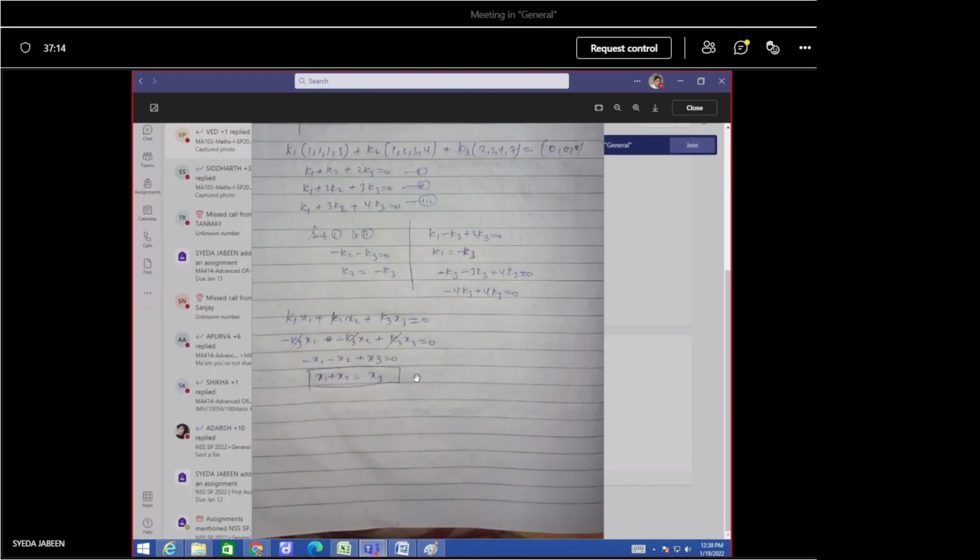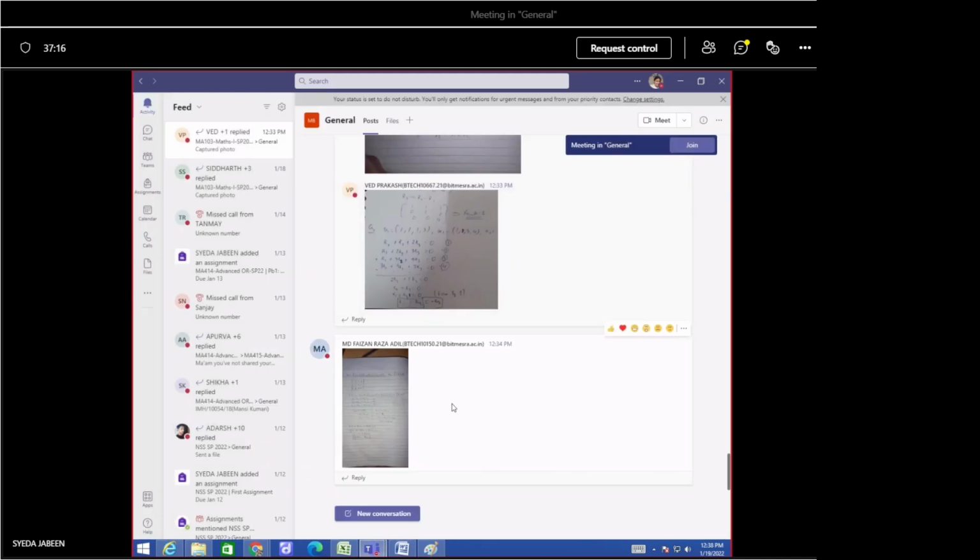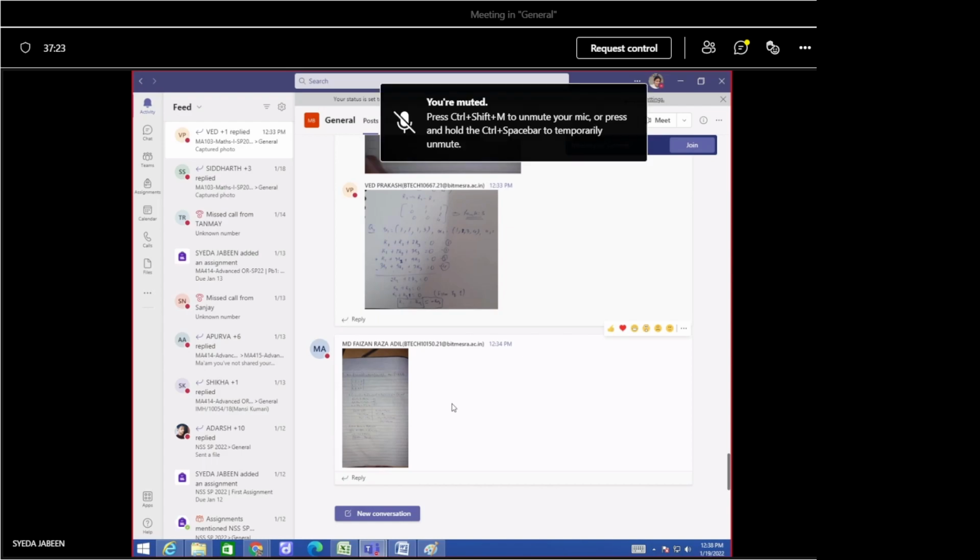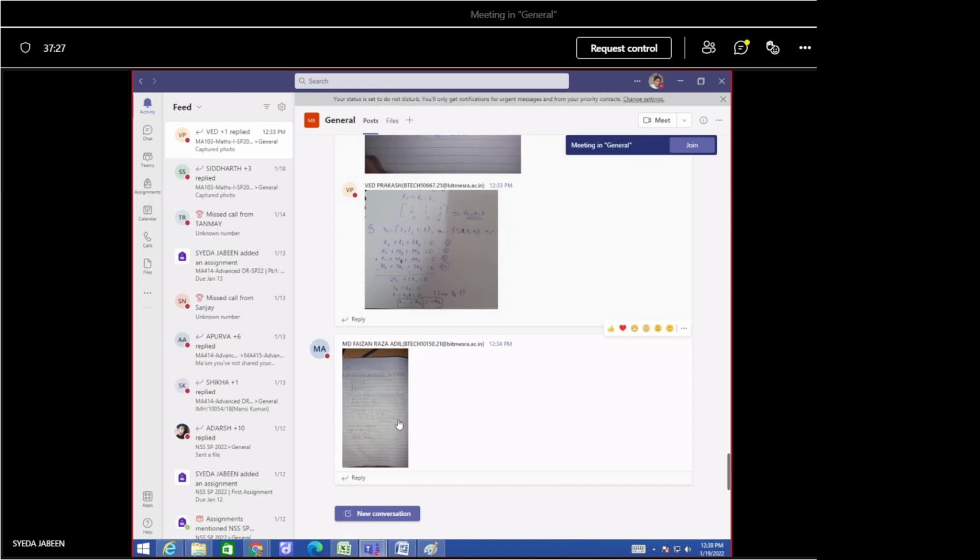Ma'am, rank is coming too. If K1, K2, and K3 are all 0, they are independent. Now, the one who has got rank 2, you just post it. From there, you can get the relation. So rank is 2, but the number of components over here is 3. That is why they are dependent. Okay, ma'am.